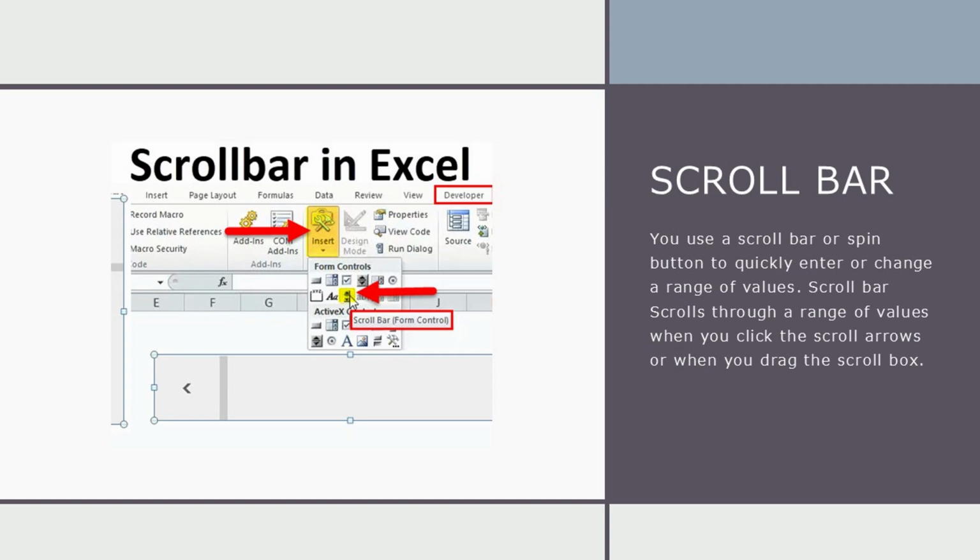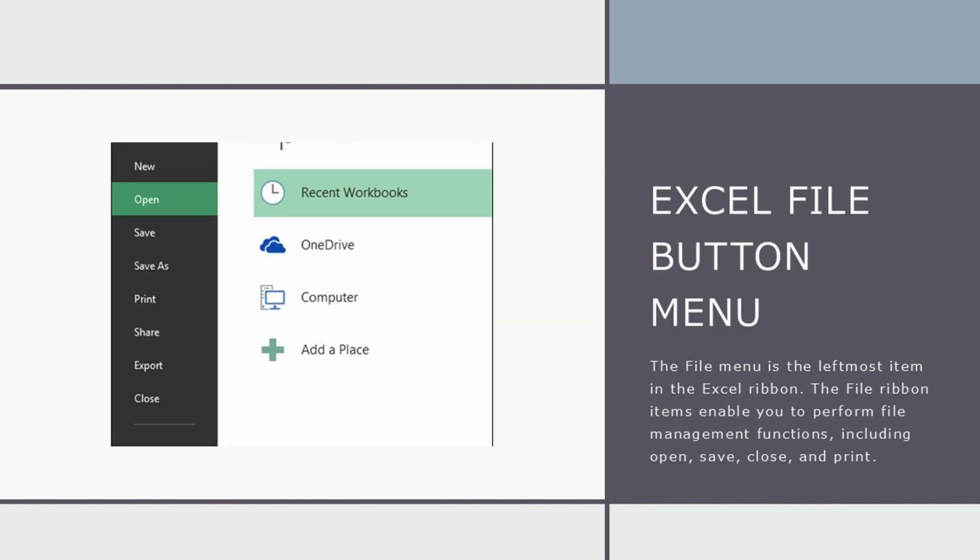Scroll bar. You use a scroll bar or spin button to quickly enter or change a range of values. Scroll bar scrolls through a range of values when you click the scroll arrows or when you drag the scroll box. Excel file button menu. The file menu is the leftmost item in the Excel ribbon. The file ribbon items enable you to perform file management functions, including open, save, close, and print.